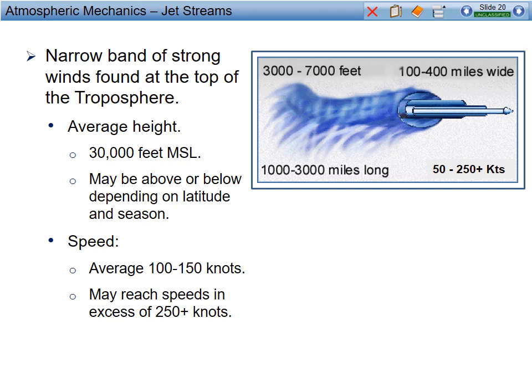It may be above or below this altitude depending on the latitude and the season, but its speed on average is between 100 to 150 knots. It may reach speeds in excess of 250 knots or more, and is usually no lower than 50 knots. So the overall range is 50 to 250, and the average is 100 to 150. As I said, it's 3,000 to 7,000 feet thick, anywhere from 100 to 400 miles wide, and 1,000 to 3,000 miles long, covering most, if not all, of the United States.